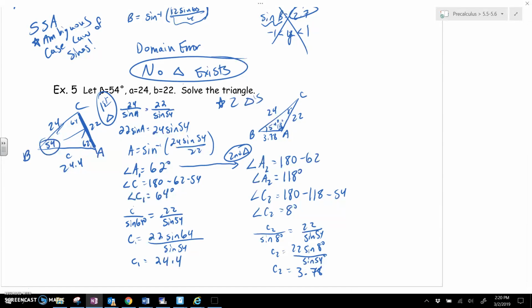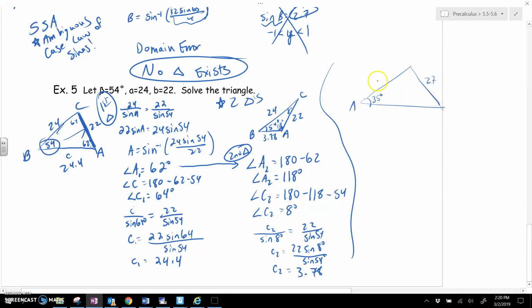Now, the last thing with the ambiguous case, you could be given side angle, where the opposite side, they say, is longer. So let's say they give me that angle A is 35 degrees, and they say side A is 27. But if they say that side B is 20, this would be a situation where there is just one triangle, so you can just solve it.